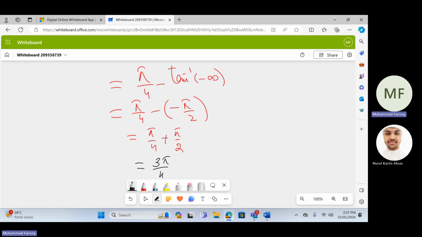In integration, you have only three formats. First, 1 over a square plus u square. Second, a square minus u square. Third, u square minus a square. It's only three for integration. For derivatives, yes, we have to memorize, because there are six now.